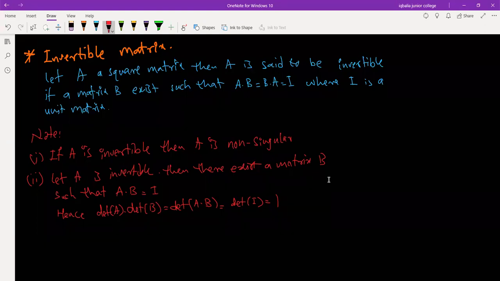So if A is invertible, then there will be a matrix B that exists such that A into B is equal to I. So if we take the determinant of AB and the determinant of I, we are going to get determinant of AB is equal to 1. Okay, so here we get determinant of AB equal to 1 if they are invertible.